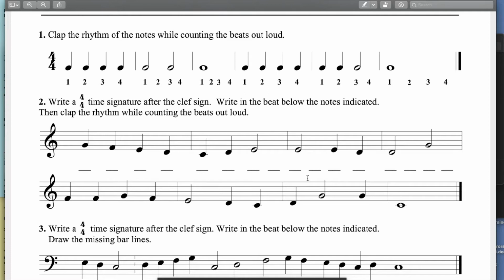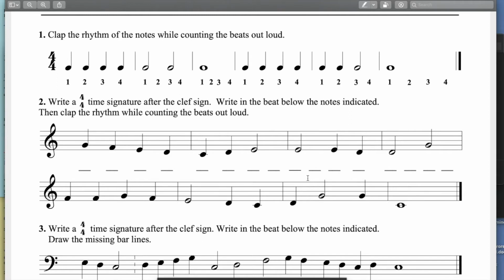The whole note 1, 2, 3, 4 sounds different than the next 4 quarter notes. 1, 2, 3, 4. Then 1, 2, 3, 4 is the second to last measure. And then the last measure again is 1, 2, 3, 4. So it says number 2, write the 4/4 time signature. So write those numbers in place. And then write the beat below the notes indicated. Then clap the rhythm while counting the beats out loud.